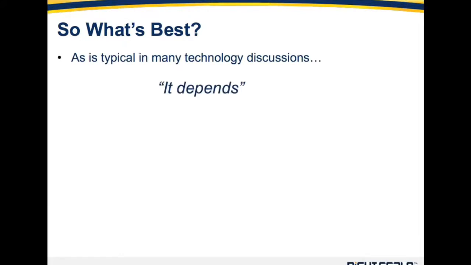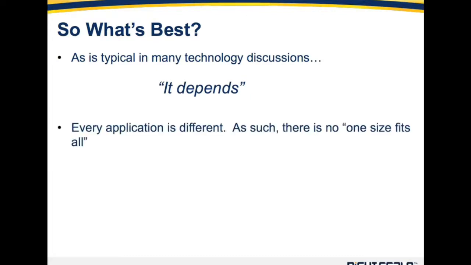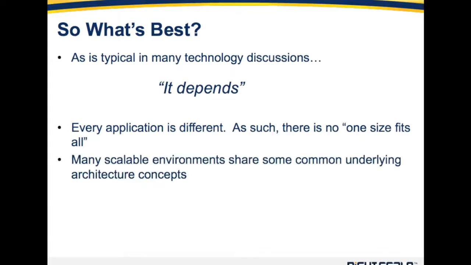In conclusion, this kind of brings us to the question of, so what's the best solution? Well, as is typical in a lot of technology-based discussions, the answer really is, it depends. There are a lot of variables involved here, and every application is different, and as such, there really is no one-size-fits-all solution. However, a lot of scalable environments share some common underlying architectural concepts, and components of a reference architecture, such as the one discussed in this series of videos, can be used as a starting point, with tweaks and modifications made to accommodate the unique characteristics of the application itself, as well as the load and traffic patterns that it may face.